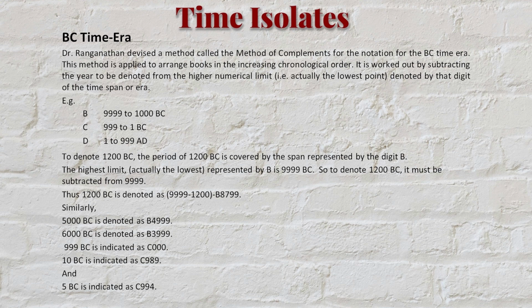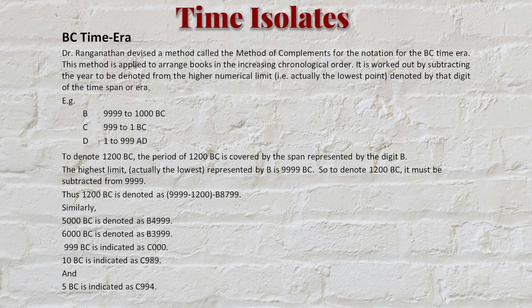This method is applied to arrange books in the increasing chronological order. It is worked out by subtracting the year to be denoted from the higher numerical limit, that is actually the lowest point, denoted by digit of the time span or era. As for example, we know capital B denotes 9999 to 1000 BC era.